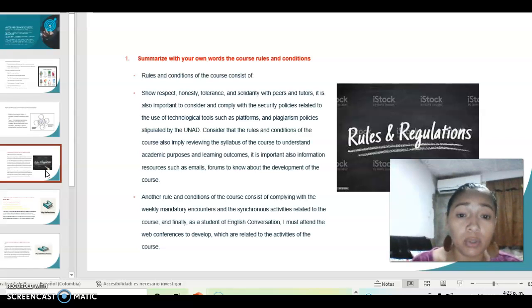Consider that the rules and conditions of the course also imply reviewing the syllabus of the course to understand academic purposes and learning outcomes. It is also important to check information resources such as emails and forums to know about the development of the course. Another rule and condition of the course consists of complying with the weekly mandatory encounters and the synchronous activities related to the course. And finally, as a student of English conversation, I must attend the web conference related to the activity of the course.